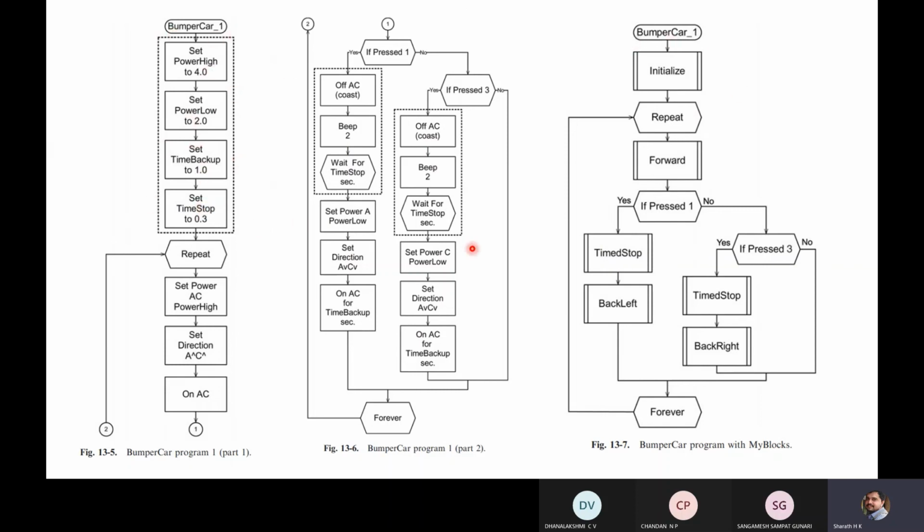Now consider the same program, bumper car, but these 4 steps, the initialization steps, are considered as a separate subroutine or subprogram, Initialize. Next, repeat. These 3 steps are considered as forward movement of the robot. This is one more subroutine. Next, if pressed 1, time stop. These 3 steps are related to stopping the robot when it encounters an obstacle, so you consider this as a subroutine.